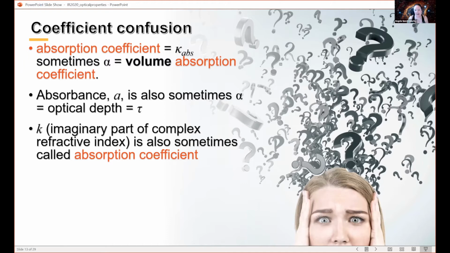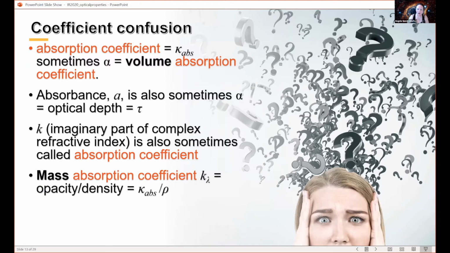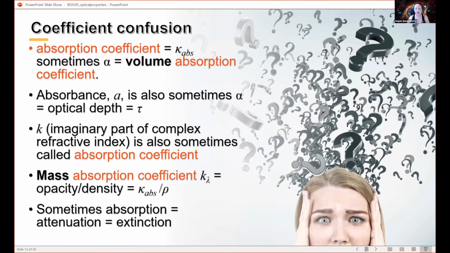We have this letter K, which is the imaginary part of the complex refractive index. I'm going to come back to that in a second, but that is sometimes also called the absorption coefficient. And then we have the mass absorption coefficient, which is not the same as the K above, and it's not the same as kappa. Again, I just want to pull all of this out because I think there's often confusion when people are trying to extract what they need to compare with their models. Okay, and you will find that the word absorption will sometimes be replaced by extinction and sometimes by attenuation, depending on whether you're looking in, say, atmospheric science or material science or earth science. All of these things are useful to us, but we need to know the language.